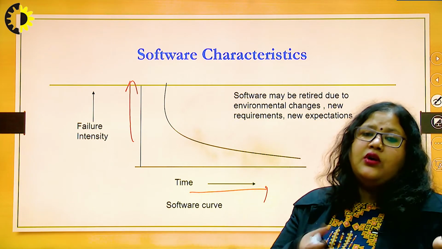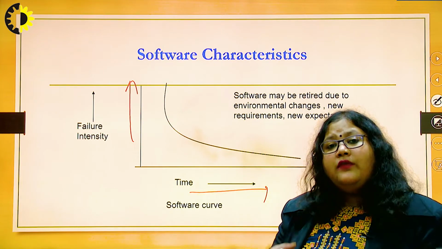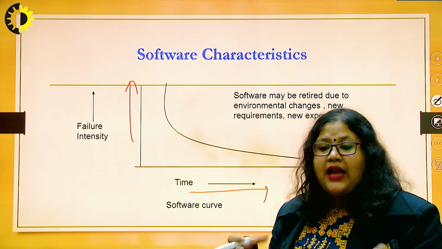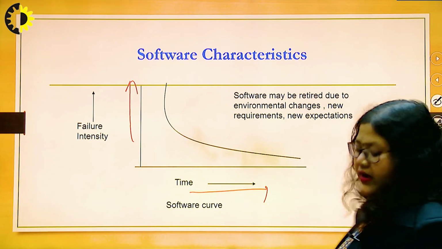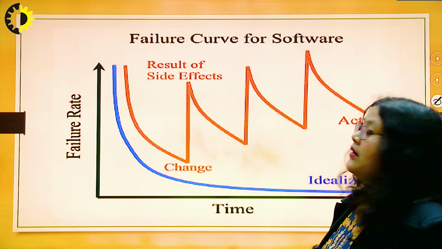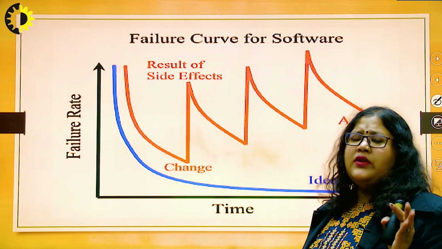So this code we have to reuse after some time, but it always has the useful life phase. This never goes to the wear out phase. So these are the basic software characteristics, and this is very important. Now the basic failure curve of the software.